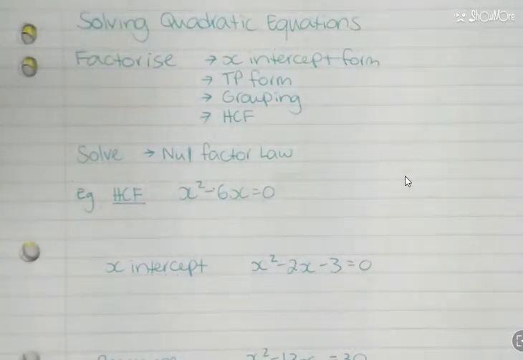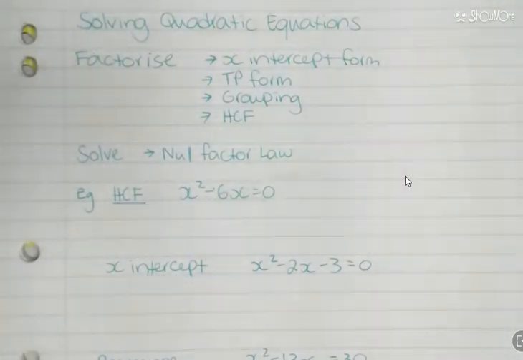If it's already equal to 0, then you factorise it. Now we've seen there's heaps and heaps of different ways that you can factorise a quadratic equation. One of them is putting it into x-intercept form. The other one is completing the square to put it into turning point form. The other way is to factorise via grouping, and then you can also take out the highest common factor when you don't have a y-intercept. If your y-intercept is 0, you can just factorise it by taking out a highest common factor.